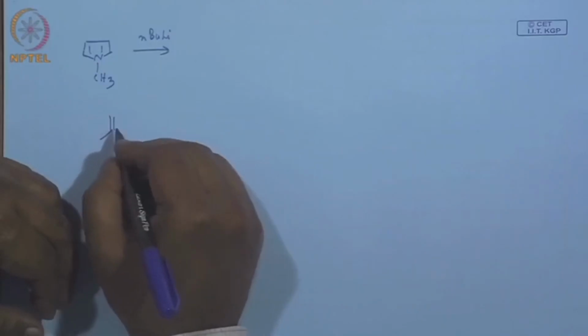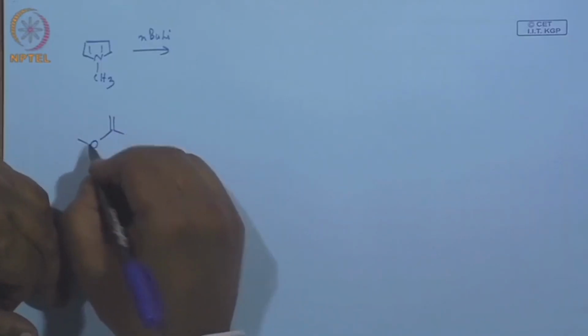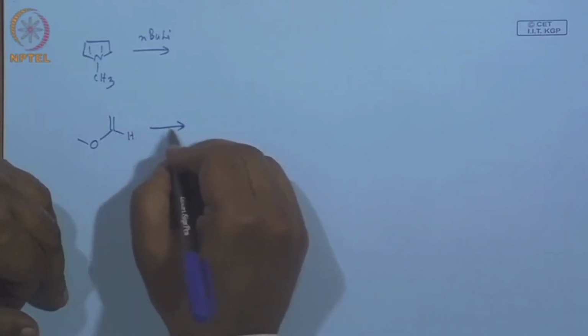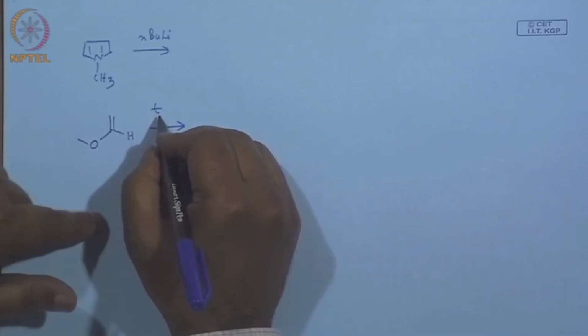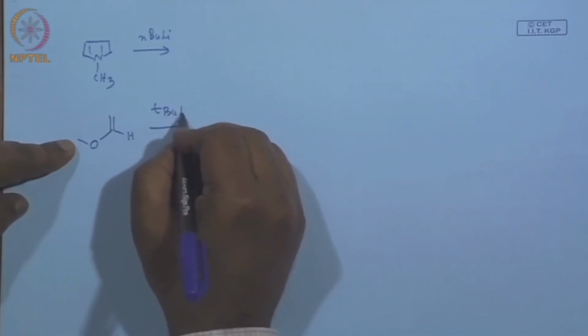For example, I think I told you before, this is a nice way of looking at it. This is one of the very useful reactions. You begin with a vinyl ether. Now, you have a CH3 up here, then you use tertiary butyllithium.